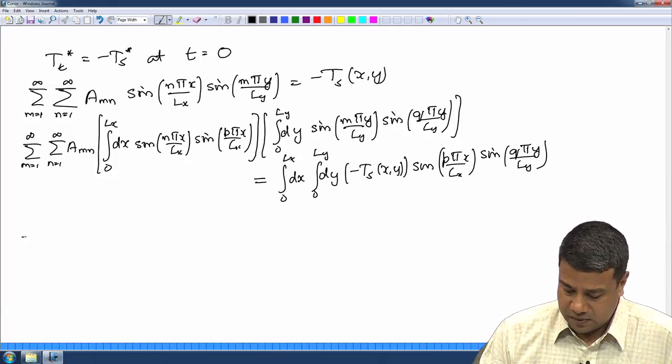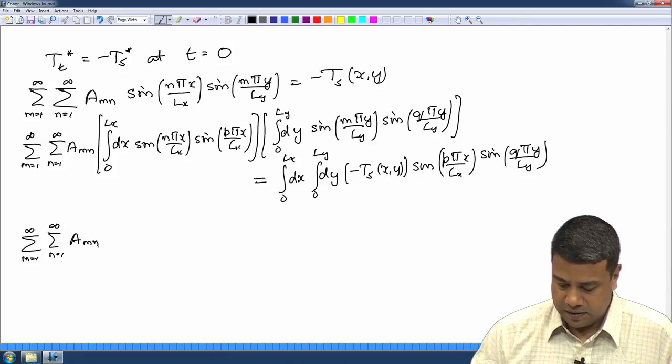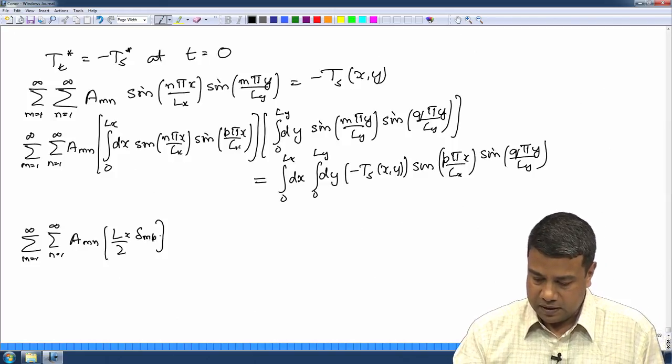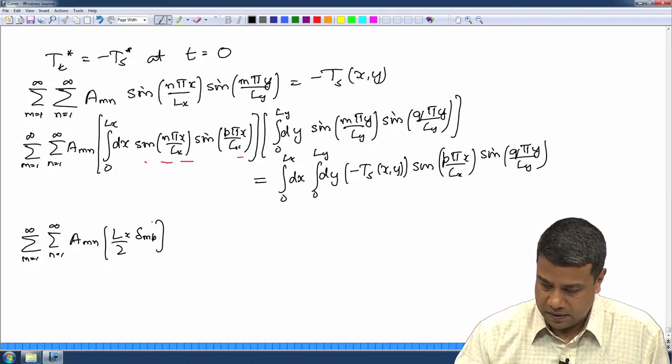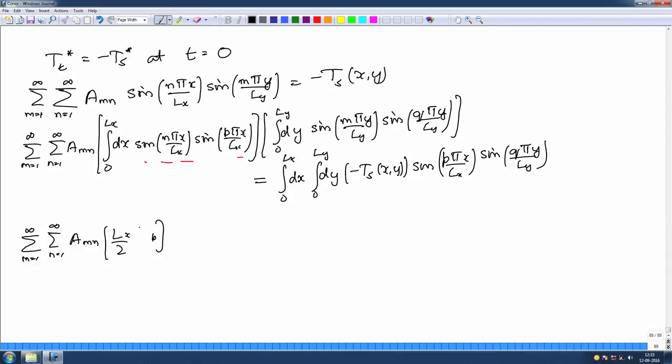And once I do that, I can use the orthogonality relations. The sum over m equal to 1 to infinity of A_mn. The first one is Lx by 2 delta np. This first term is non-zero only when n is equal to p. Therefore, I will get delta np times Ly by 2 times delta mq. The second term is non-zero only when m is equal to q.